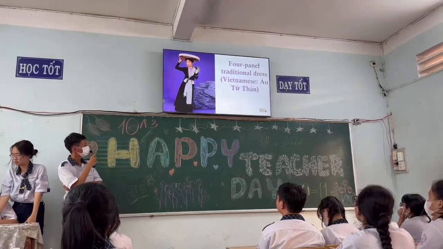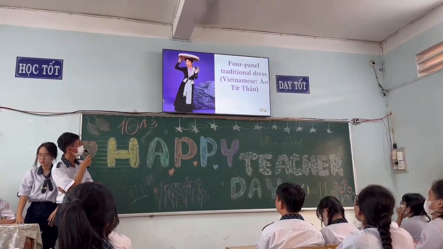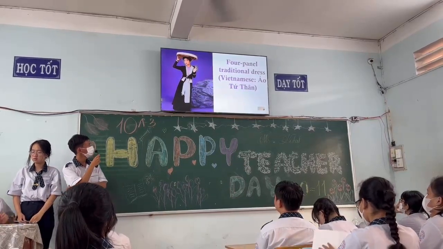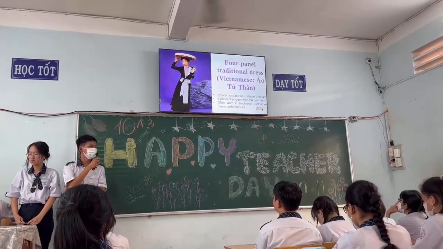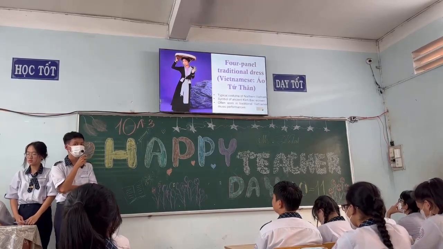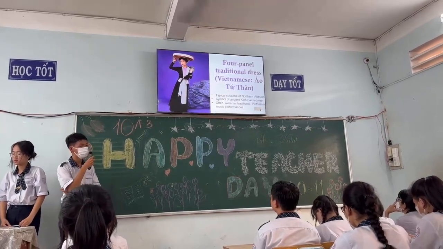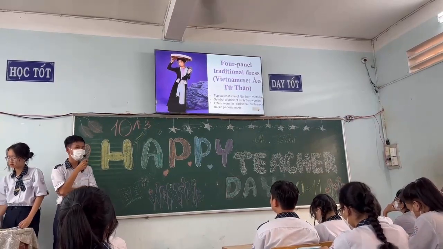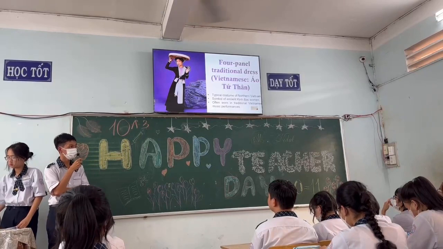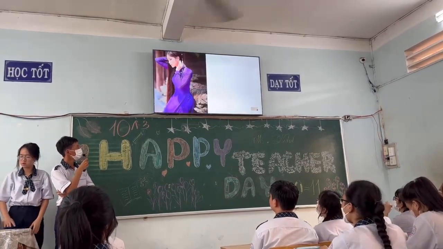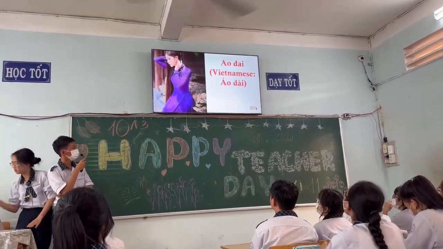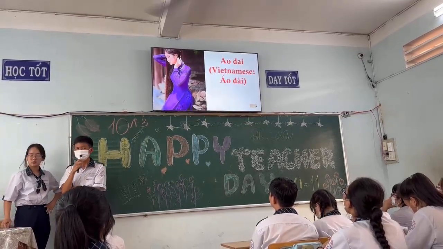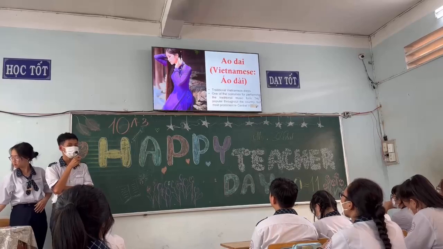So now I'll tell you some features of each clothing. First off is áo tứ thân. It's a typical custom of northern Vietnam, and it's a symbol of the Asian kingdom. Women often wear it in traditional Vietnamese music performances. Secondly is áo dài. It's a traditional Vietnamese dress. It's one of the customs for performing the traditional form.